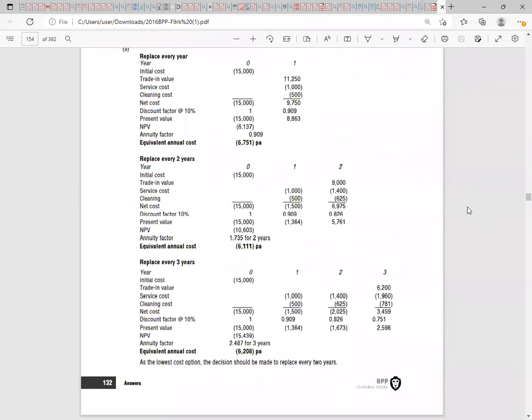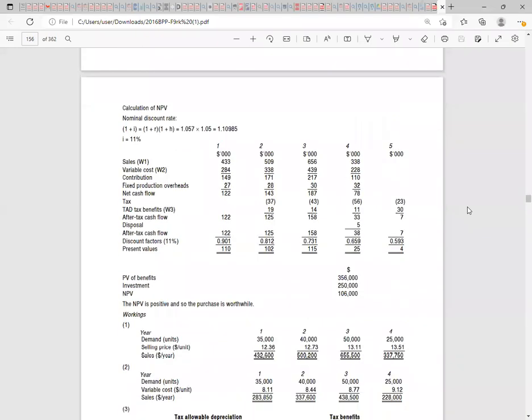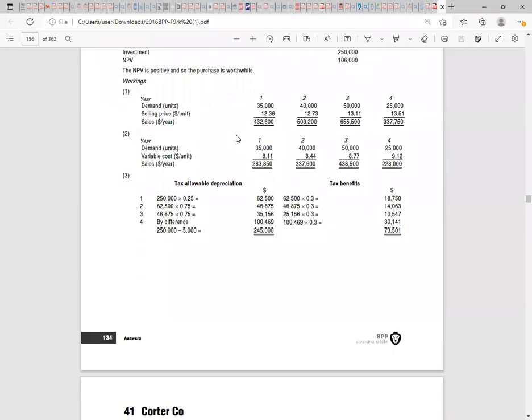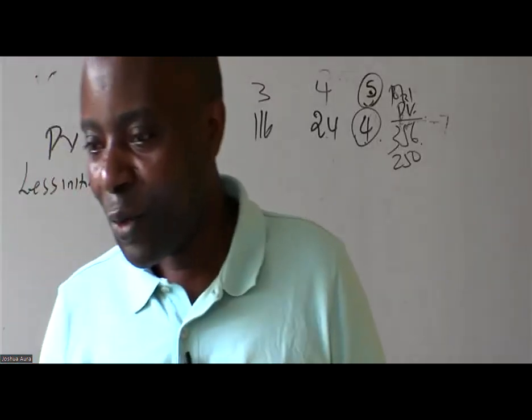Tracker company, yes. You see, they got this 11%, very bright people, tax allowable. You can see the net present value here is 106,000. We can clap for ourselves. Net present value here is 106. Our figures were in thousands, so we got 106 exactly. We have tried.